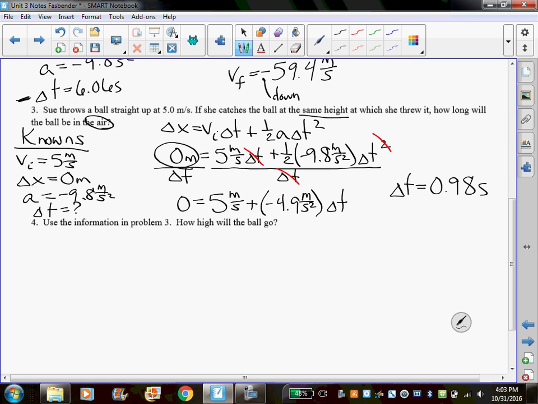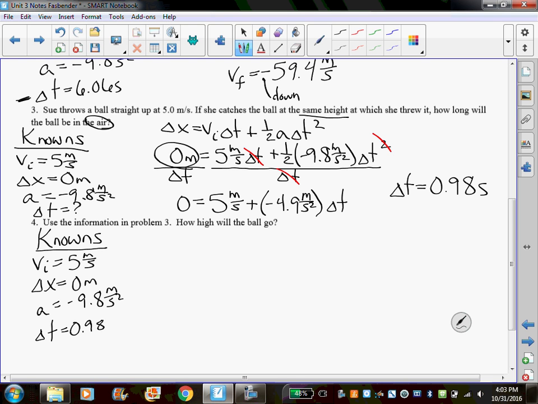Finally, the last problem, we're going to use the information in problem 3: how high will the ball go? So all of our knowns are going to be the same as they were in problem 3. Our Vi is 5 meters per second. Delta x is 0 meters. Acceleration is negative 9.8 meters per second squared. And our time is 0.98 seconds in case we want to use that.